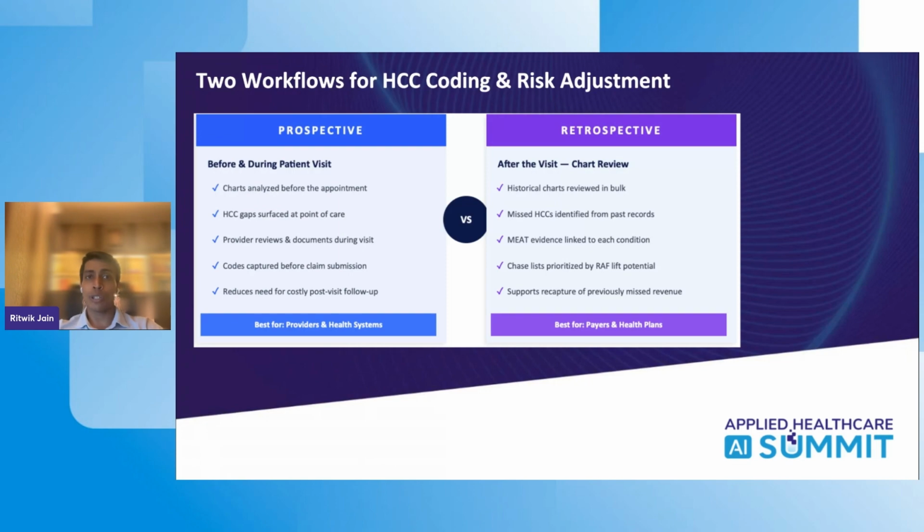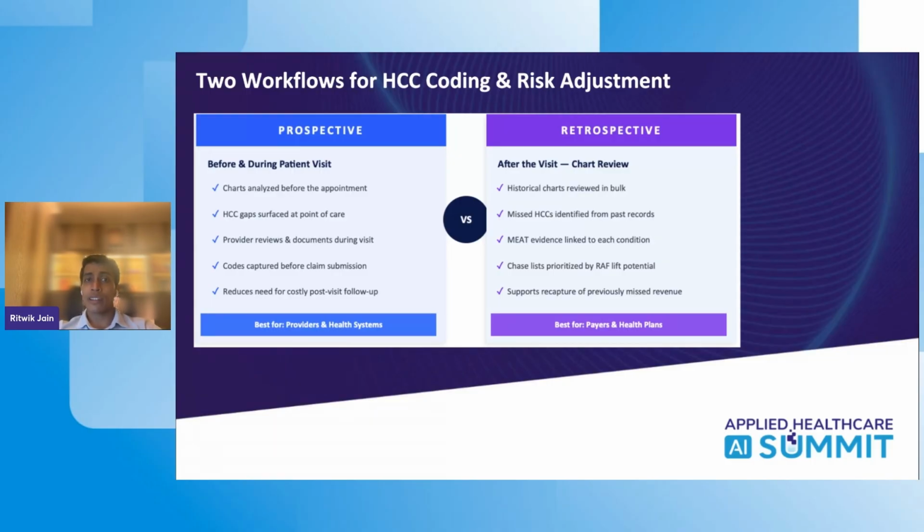So we know the problem is real, it is extremely expensive, and it is getting harder to solve manually. The question now is, how do organizations actually approach it? The answer comes in two forms, two distinct workflows, and where you sit in the healthcare ecosystem largely determines which one you rely on. On the left, you see prospective, and on the right, you see retrospective.